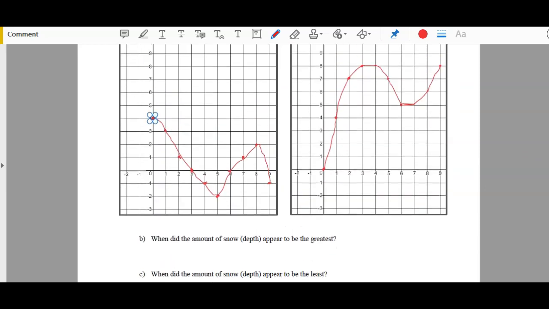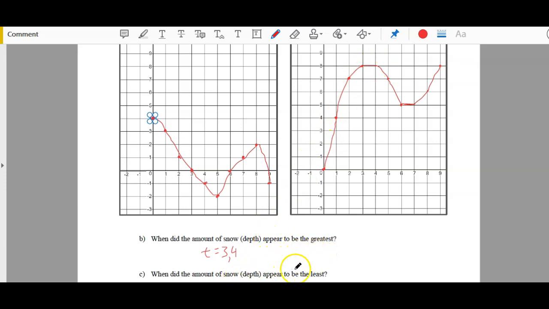So, when did the amount of snow depth appear to be the greatest? Taking in mind that this is just a rate, we're not really going to answer anything off this rate. What we're looking at is right here. So the amount of snow was the greatest right here around, if you want to say t equals 3 for that one, or t equals 4, kind of the same thing right there. We had no snow accumulation right there at the peak, so it kind of covers an interval.